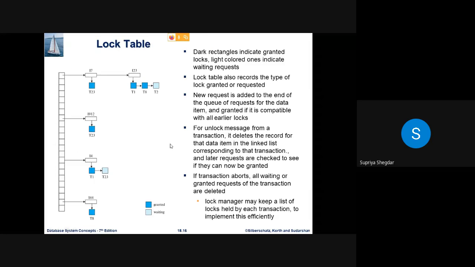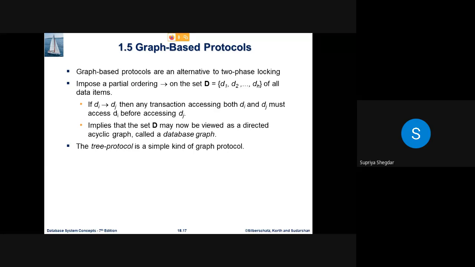Implementation of locking. So I think we will stop here today, and we'll see the next point in our next lecture.